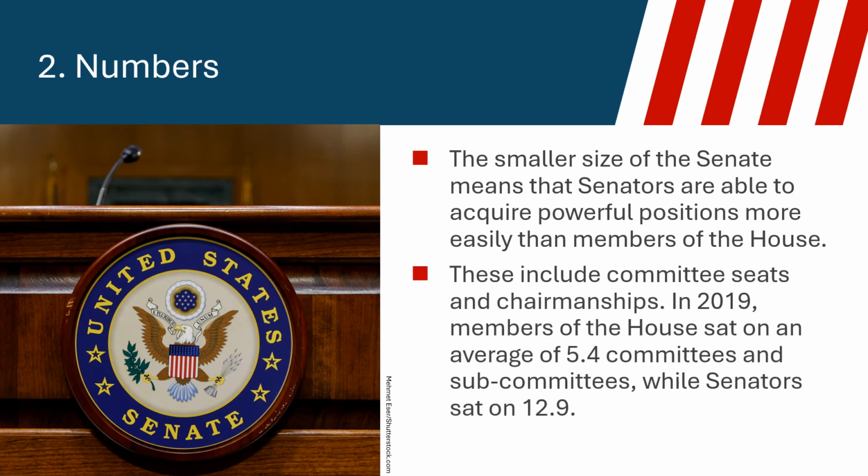The smaller size of the Senate means that senators are able to acquire powerful positions more easily than members of the House. These include committee seats and chairmanships. In 2019, members of the House sat on an average of 5.4 committees and subcommittees, while senators sat on 12.9. That is more than double.